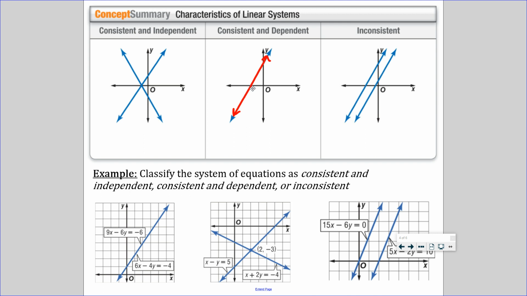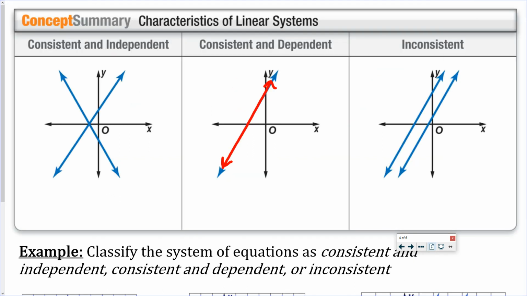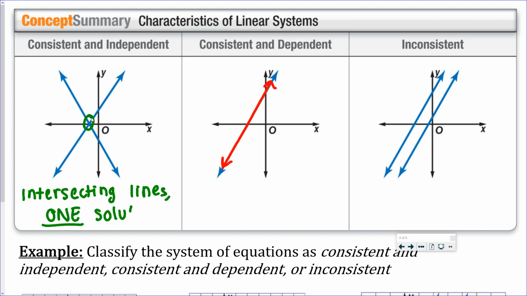The third case is we could have parallel lines, and we know parallel lines never intersect. All right, so here's how we classify these special solutions. If they intersect at exactly 1 point, we have one solution. So intersecting lines, we get one solution, and it's the point where those 2 lines cross. That's what we just looked at a couple examples of.